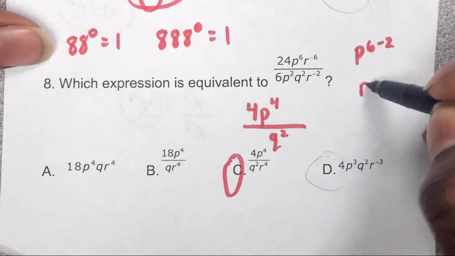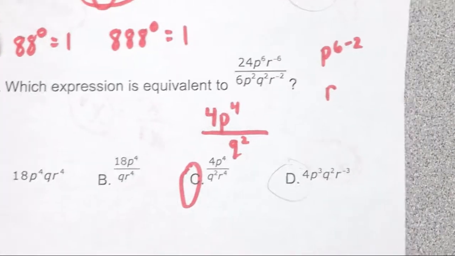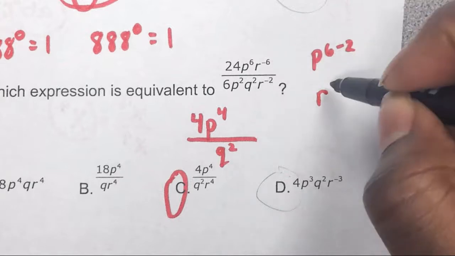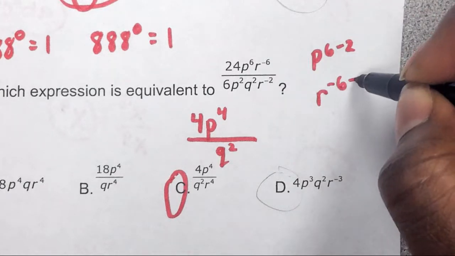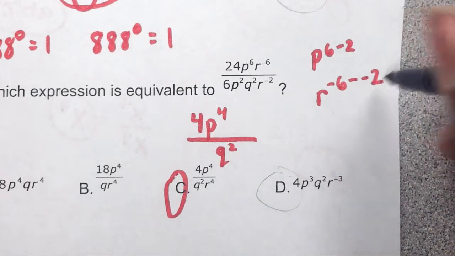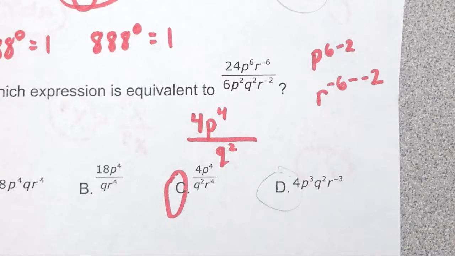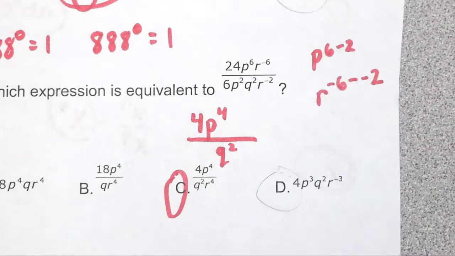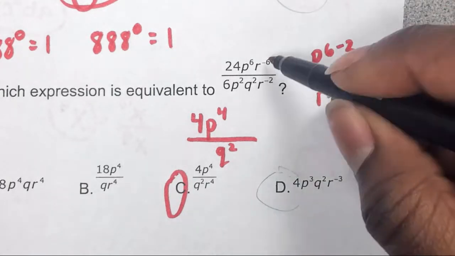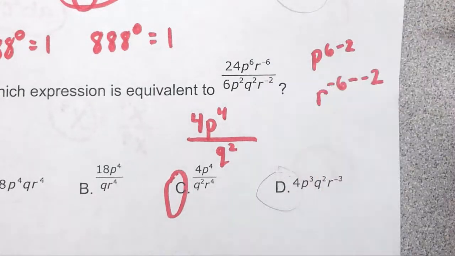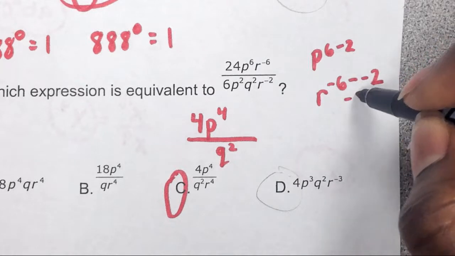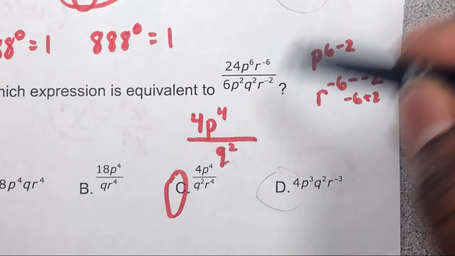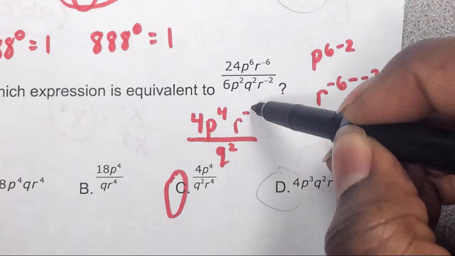But for the r's, you have to be very, very careful. Because this is -6, you're going to actually subtract a -2. This is where everybody gets it wrong, because they think, oh, that becomes r to the -8. We are not combining them if some are on top and some are on the bottom. We are going to take -6 and subtract a -2, so that really means -6 plus 2. That gives me r to the -4.